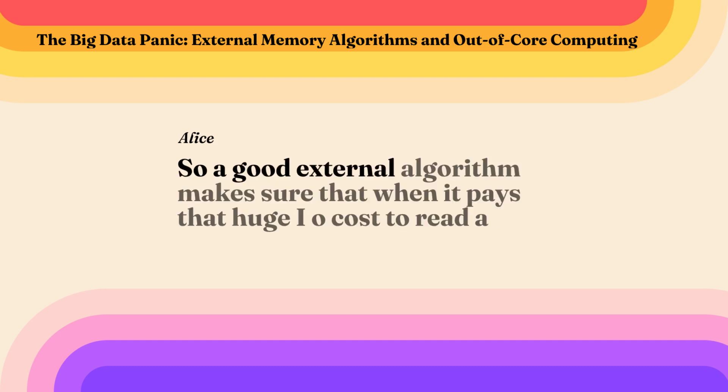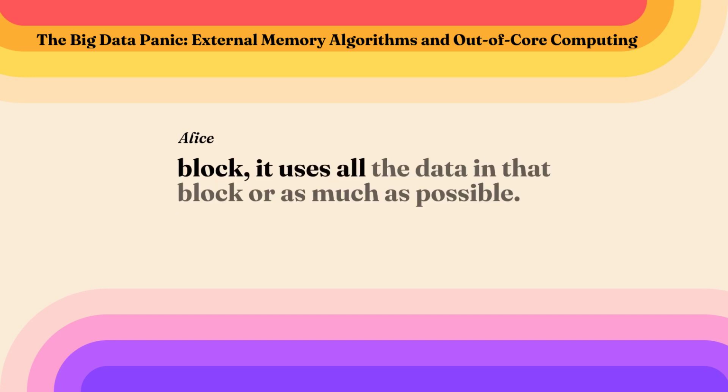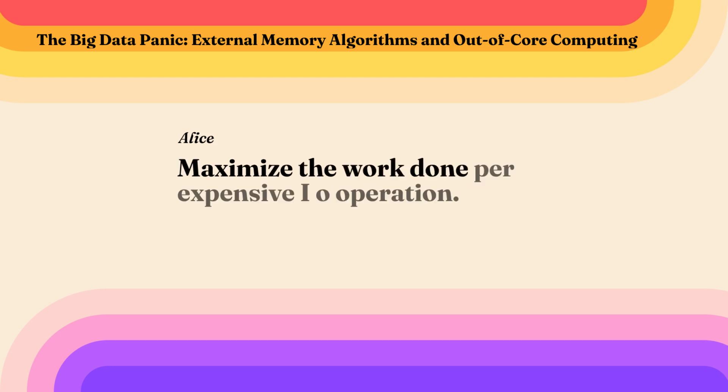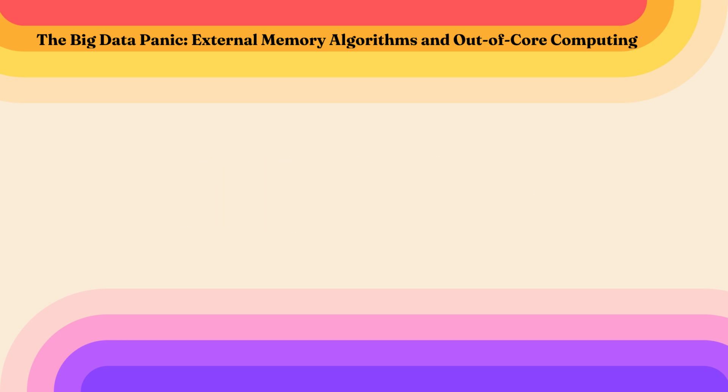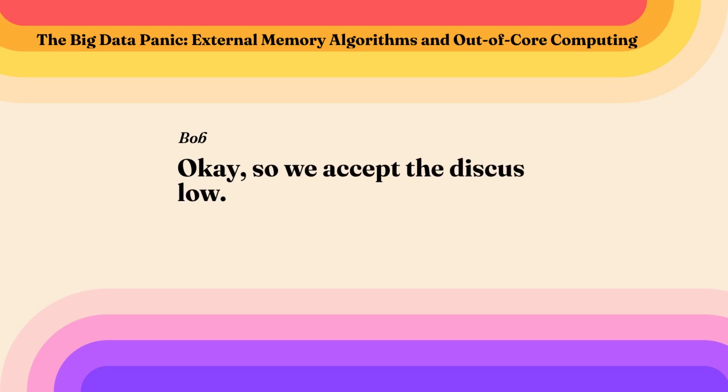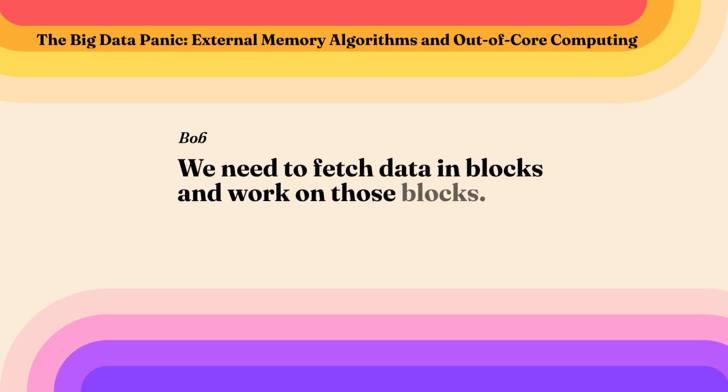So a good external algorithm makes sure that when it pays that huge I/O cost to read a block, it uses all the data in that block, or as much as possible. Maximize the work done per expensive I/O operation. Why fetch 1 byte when you can get, say, 4 kilobytes for the same price? Okay, so we accept the disk is slow. We need to fetch data in blocks and work on those blocks.